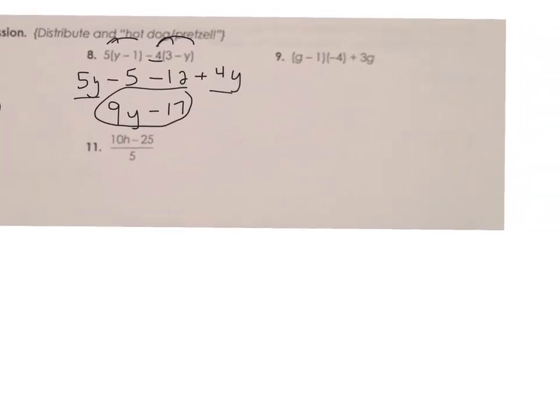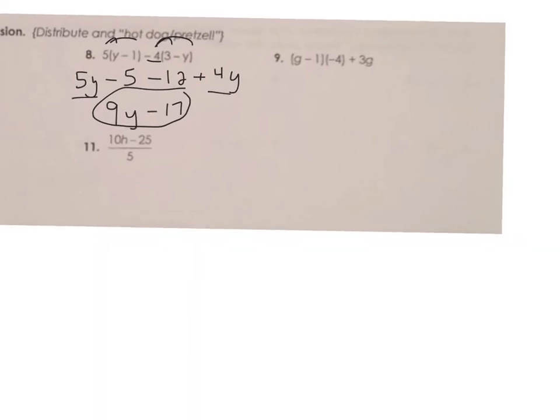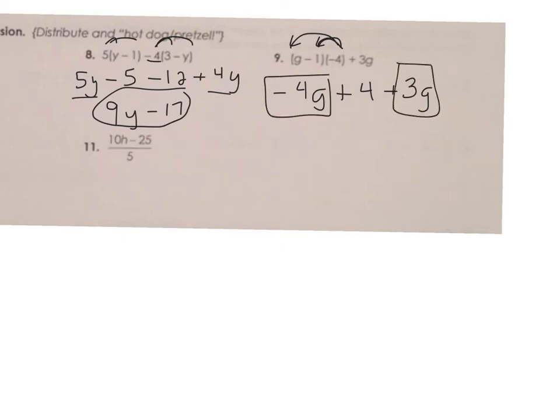On number 9, I've got negative 4, which I'm going to kind of backwards distribute. So I would get negative 4g, and a negative 4 times a negative 1 would be a positive 4, plus 3g. So my like terms, I've got a negative 4g and a positive 3g. I put those together, I'd get negative g, or negative 1g, plus 4.